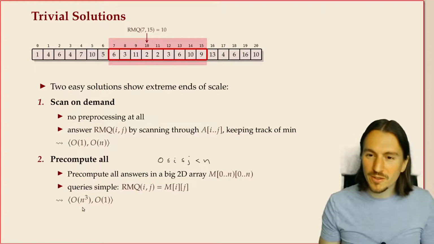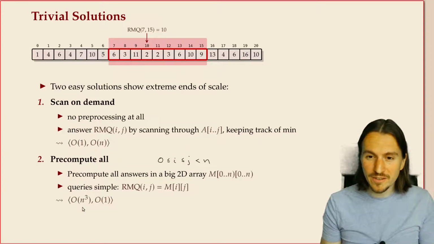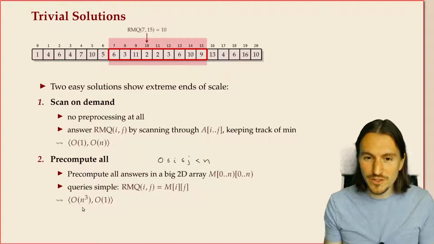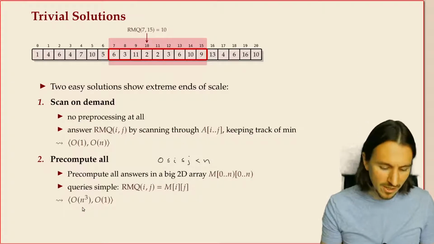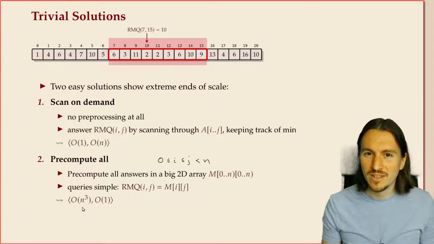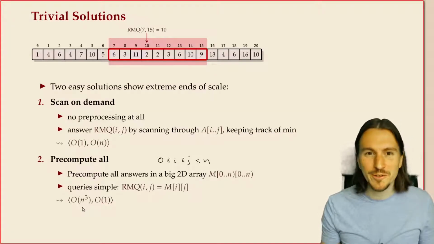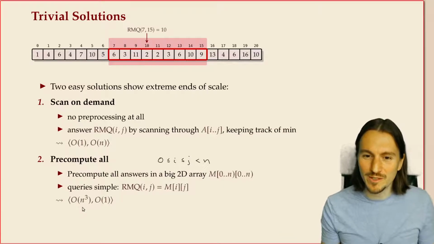So we can compute every individual answer in linear time. There's n squared answers. That gives us a cubic pre-processing time, but constant query. It's probably not good enough to be interesting, but at least it shows what is possible at the extreme ends.